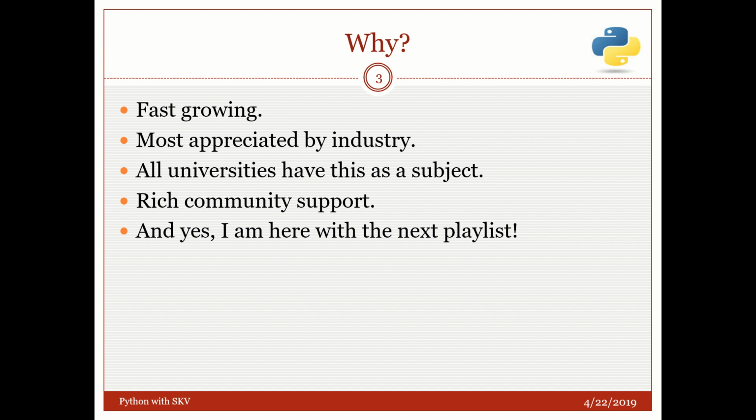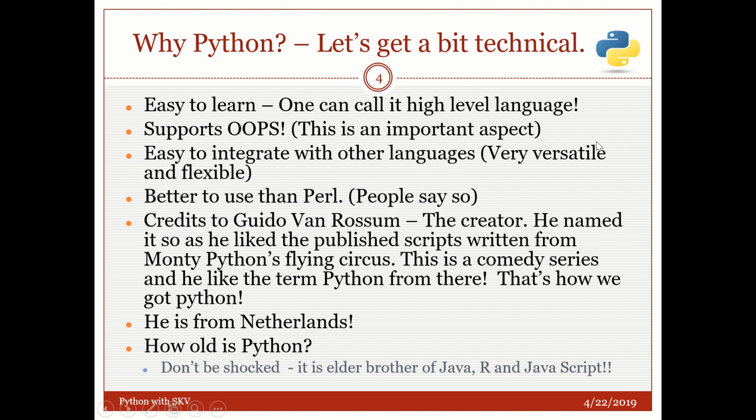But are these sufficient reasons for somebody to learn Python? I don't think so. We need more technical reasons. First, it is very easy to learn. One can definitely call it a high-level language. It supports object orientation, which is a very important aspect for any language that is growing and has to be learned easily, because objects permit you to learn things by modeling them with real-time examples. Also, Python permits you to integrate it with other languages.